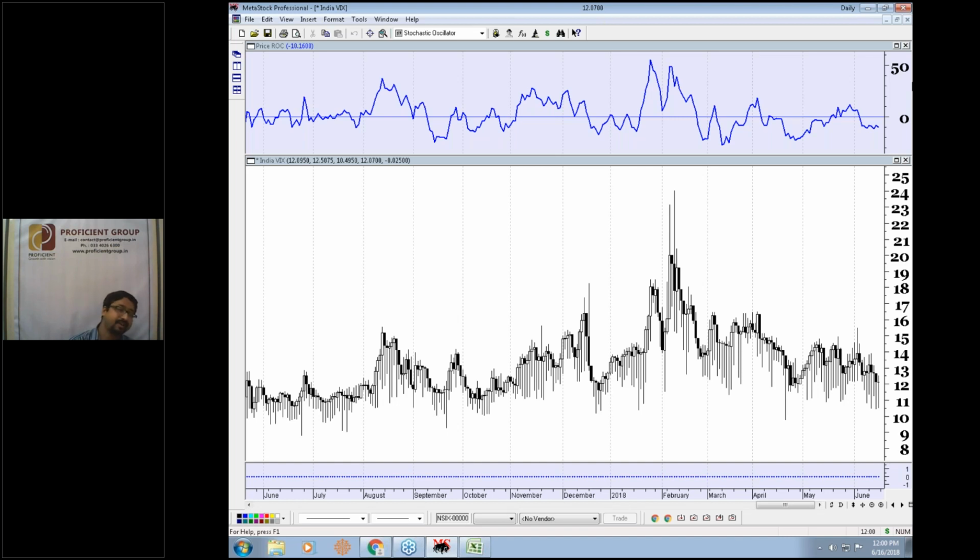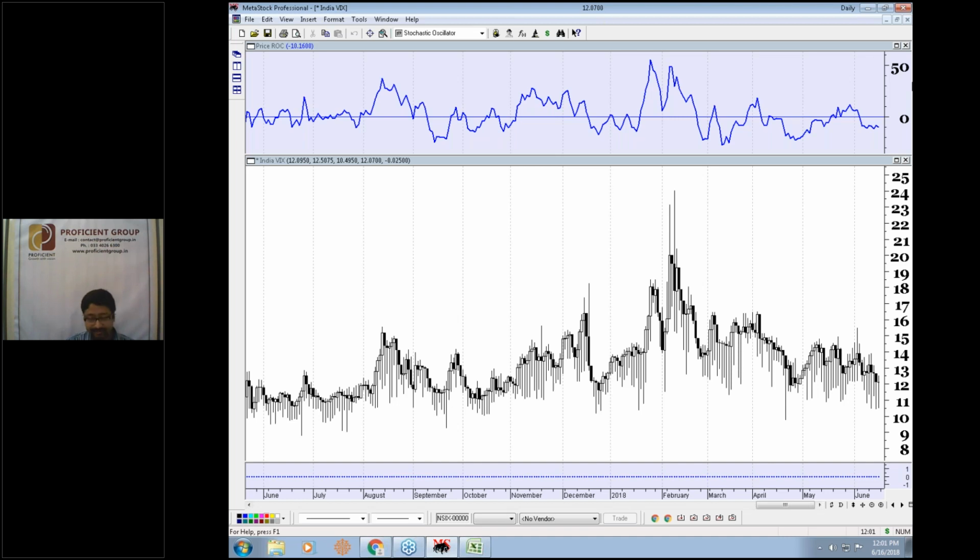Much more weightage is given to the out of the money calls and out of the money puts, and how their volatility is changing, right? How the option volatility is changing. That is the underlying principle of VIX. That is the underlying principle of volatility index. Now, here is an important concept.